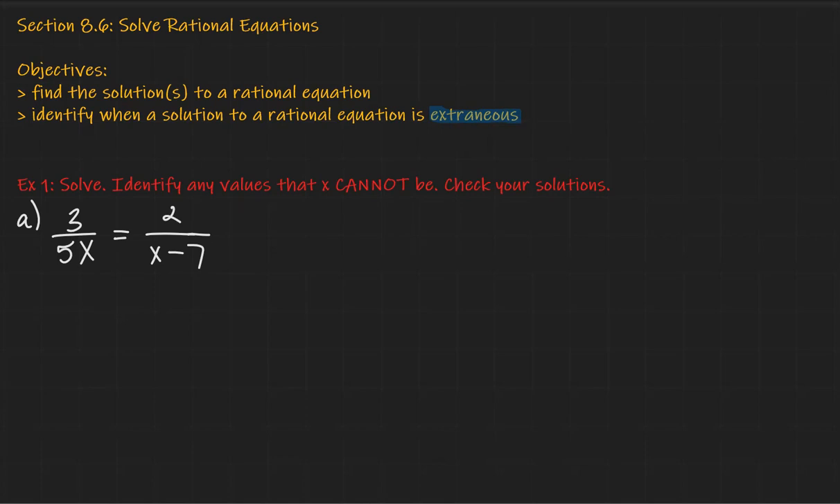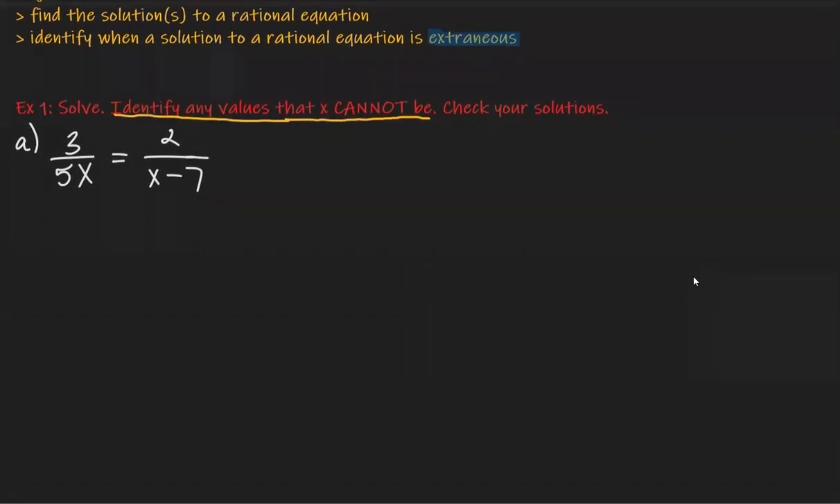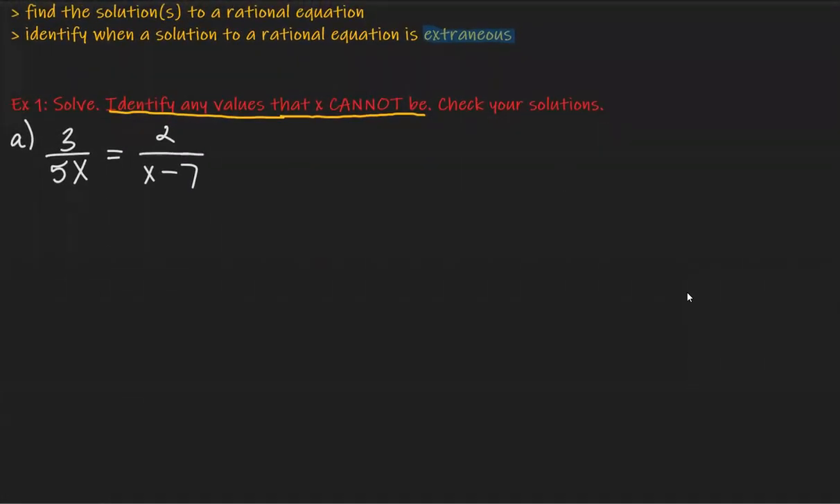Solve. Identify any values that x cannot be and check your solutions. This is kind of out of order, we actually want to do this first. Identify any values that x cannot be, and let's talk about why. Because normally we're used to just solving for what x is, not what it isn't. We don't really care about that, but when we think about rational equations, we do.